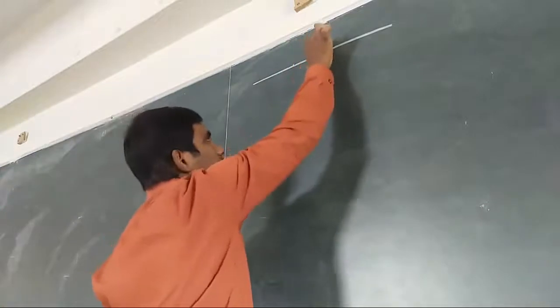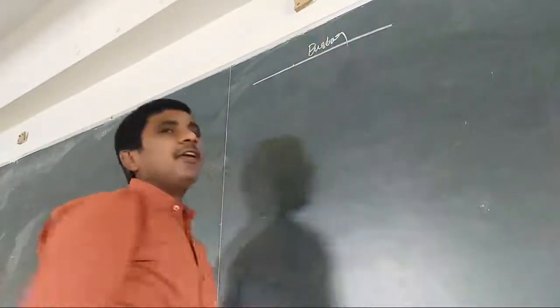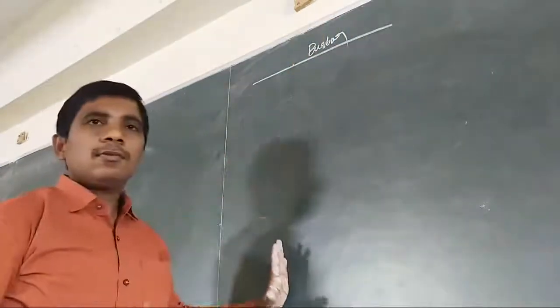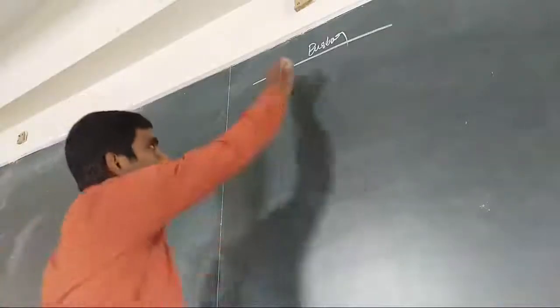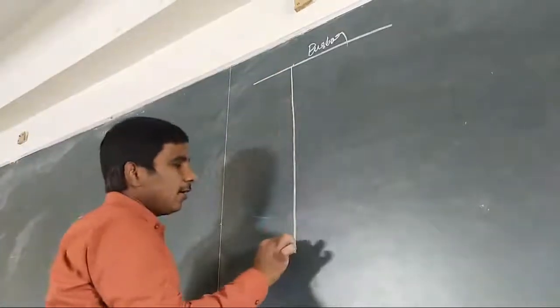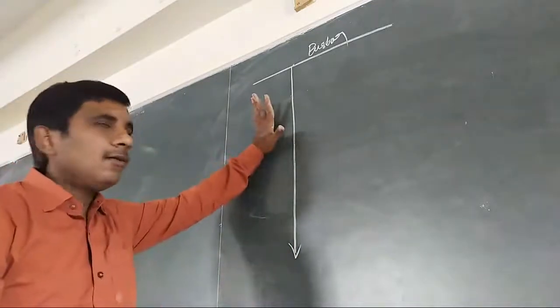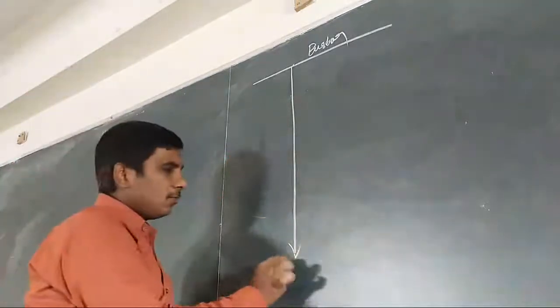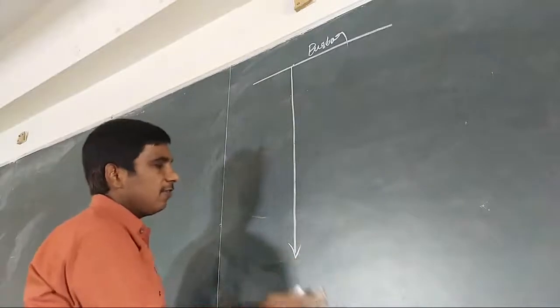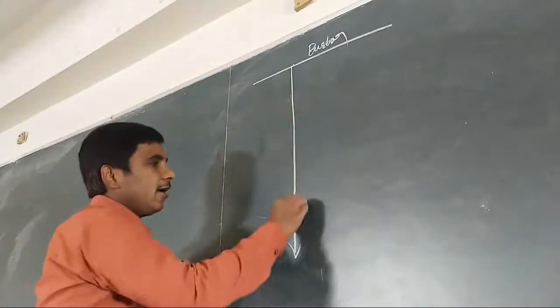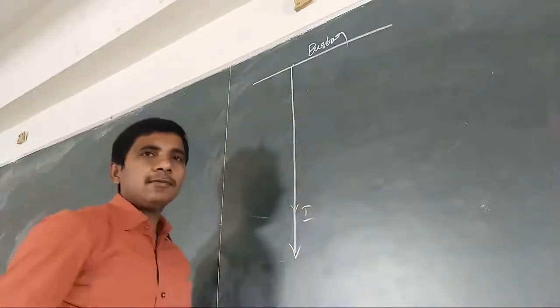For better understanding, we are considering a bus bar. From the bus bar, the feeder or any line will go to the distribution transformer. Assume that it is a three phase line, but for understanding purpose, we consider a single line diagram. It is connected to some load. Assume that a current I is always flowing in the line.